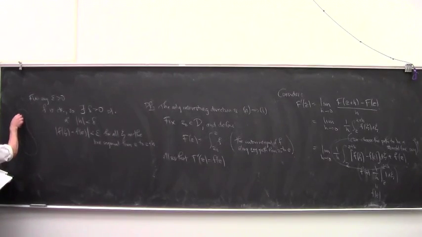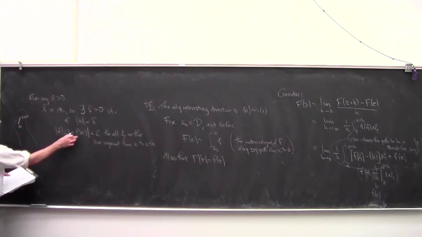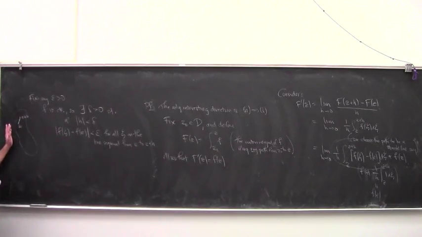Okay. A was z plus h. We have this line segment. So there's going to be some delta neighborhood of z, so that as long as you're in that neighborhood, then all your values are close. As long as zeta is in that neighborhood, then f of zeta minus f of z is smaller than epsilon.